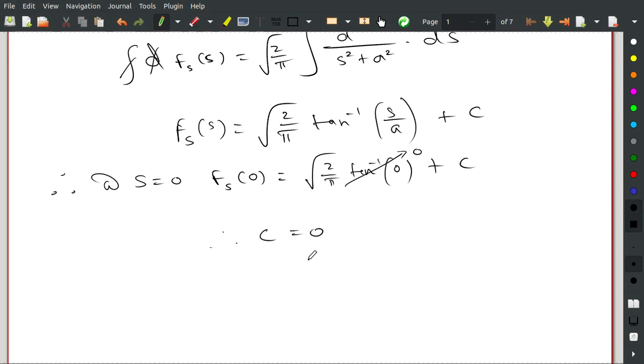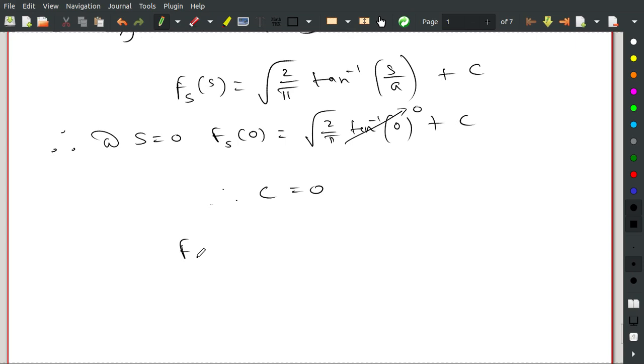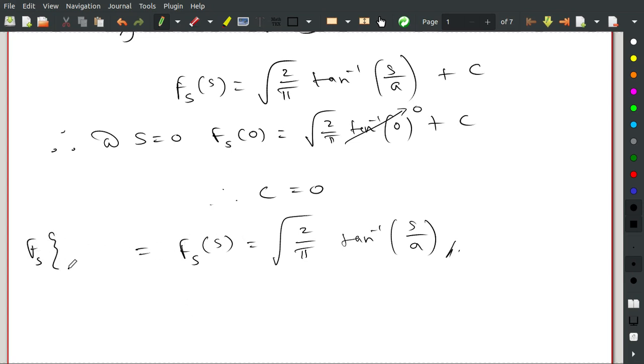So if we substitute this, we have the Fourier sine transform of e power minus ax divided by x equals root 2 by pi tan inverse of s by a. Okay, so this is our final form, and this is nothing but the Fourier sine transform of e power minus ax divided by x.